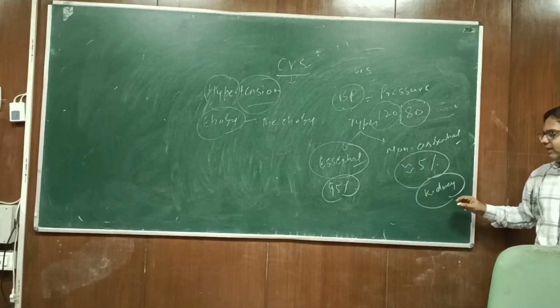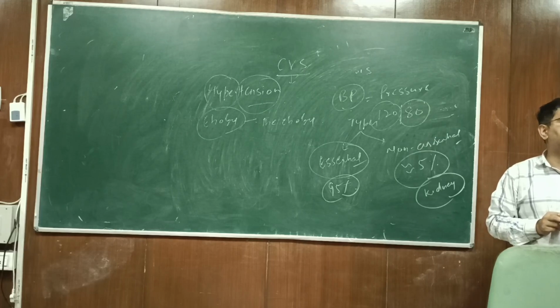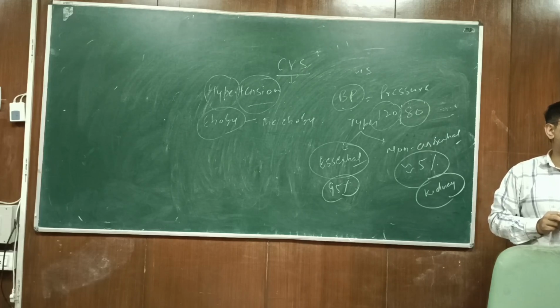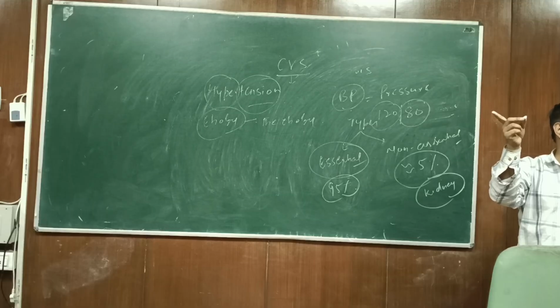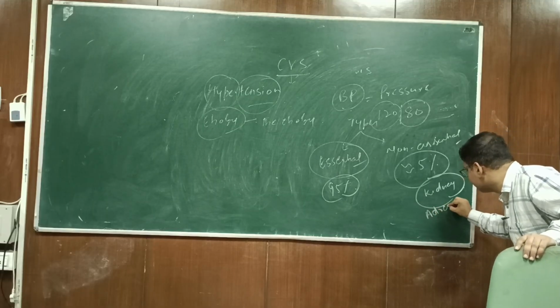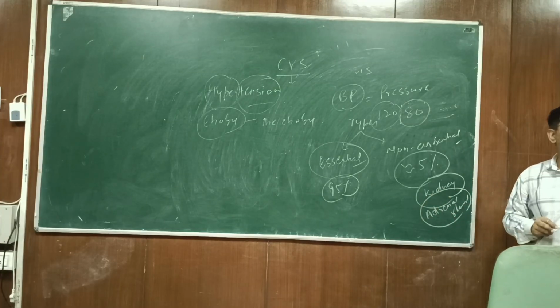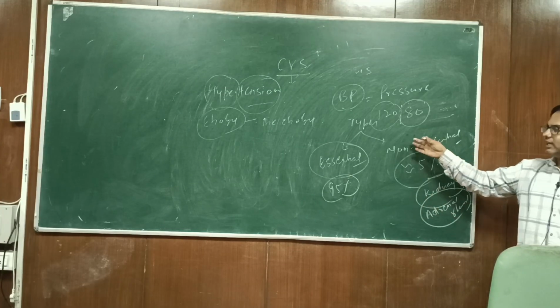Got it? Then there is another gland which plays an important role in the management of blood pressure, the adrenal gland, which releases aldosterone. So if someone has a problem with the adrenal gland, that could also result in hypertension. So here you know the reason.